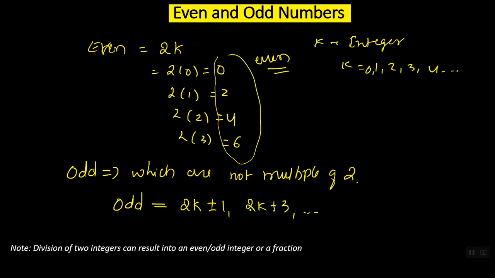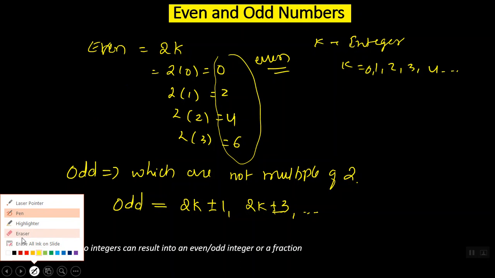and so on. It means if you are adding 1 to an even number or subtracting 1 from an even number, your result is odd, right? Or you are adding 3 to an even number, or subtracting 3 from an even number, your result is odd. That's the reason I can write it in this general way. Or a simple definition: the numbers which are not multiples of 2 are said to be odd numbers or odd integers. Now let's see some basic math operations which can be done on these even and odd numbers.